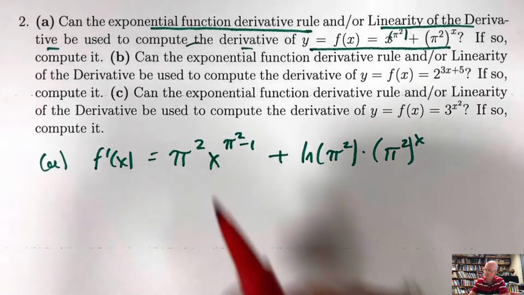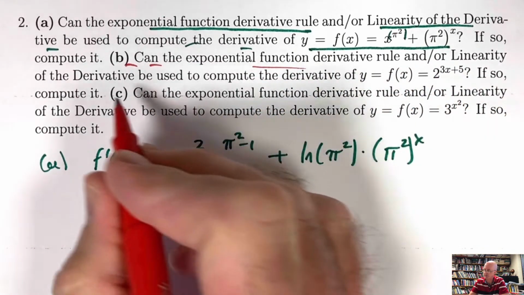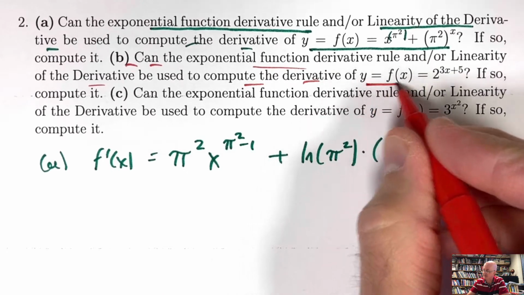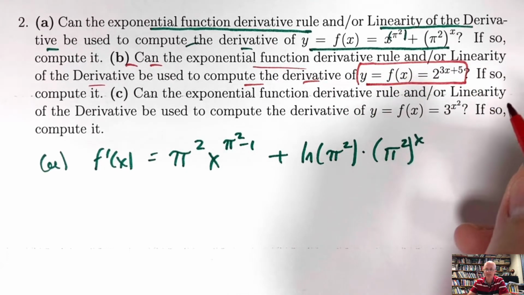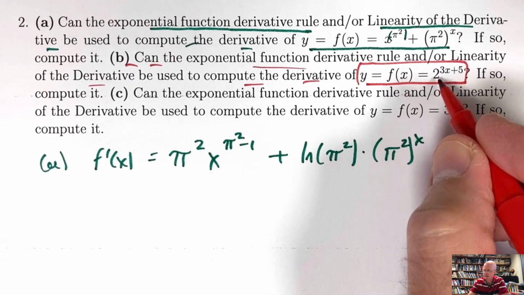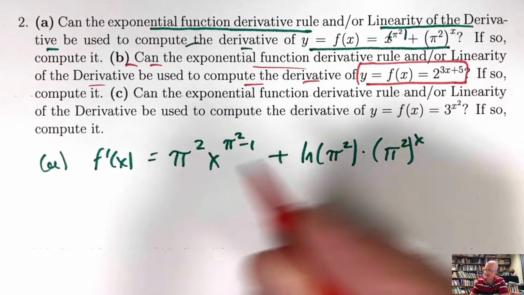On to part B. Can the exponential function derivative rule and/or linearity of the derivative and possibly the power rule be used to compute the derivative of this function now? Okay, so this does look kind of like an exponential function. We got a base of 2, but the power there is more complicated. It's 3x plus 5 instead of just an x.